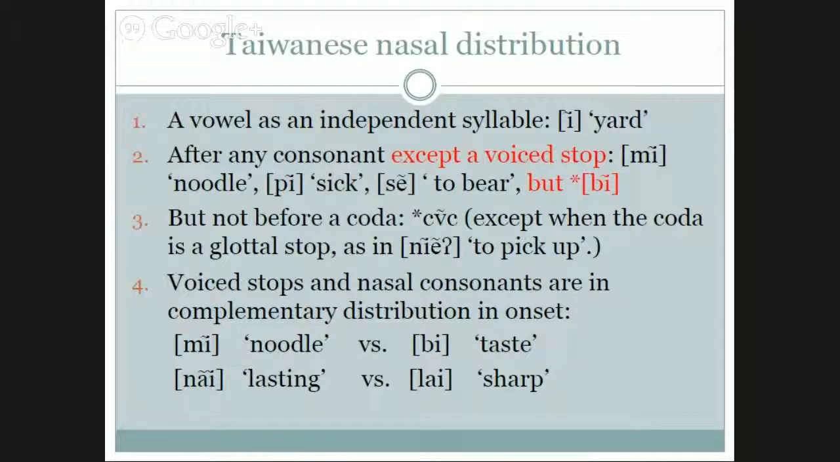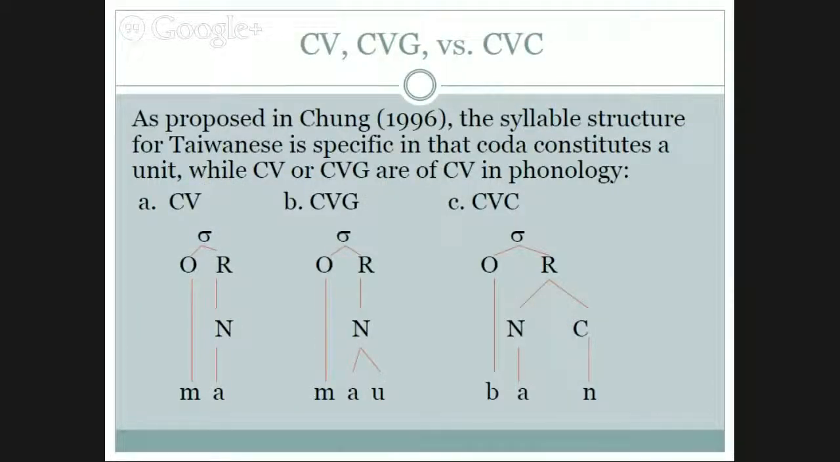Fourth, voiced stops and nasal consonants are in complementary distribution in onset, so M, N, NG and B, D, G are usually treated as allophones in this language. As proposed in Chung 1996, the syllable structure for Taiwanese is specific in that the coda constitutes a unit, while CV, CVG or CGVG are treated as CV in phonology. This means that in a phonological account, CV or CVG are treated as the same syllable structure, constituted of C and V, while the coda is another independent domain for nasality.